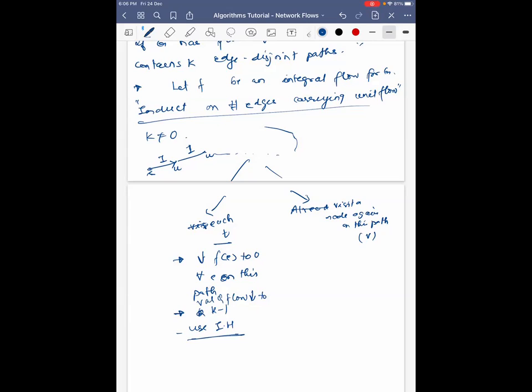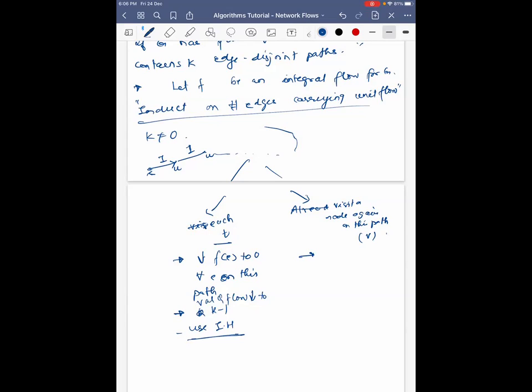Edge disjoint paths means they don't share an edge, but they can share a vertex. That's not a problem.